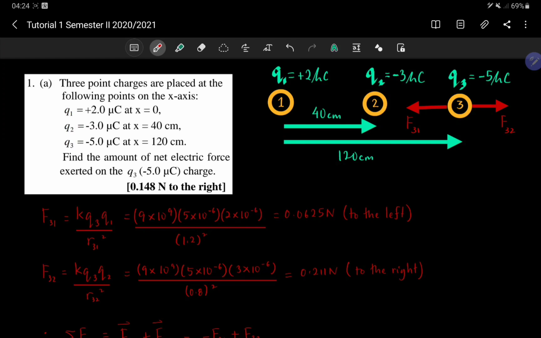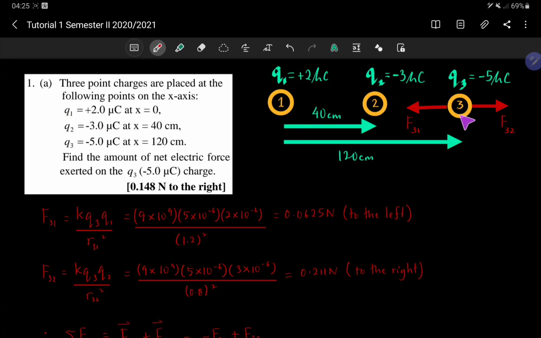Okay, so we just do it step by step. First, we need to know the force exerted on Q3 caused by Q1. Ignore Q2 first. Okay, so Q1 is a positive charge, Q3 is a negative charge. So positive and negative, they will attract each other. So the force exerted on Q3 is towards the left, or towards Q1, because they attract each other. So that one is F31, the force on 3 by 1.